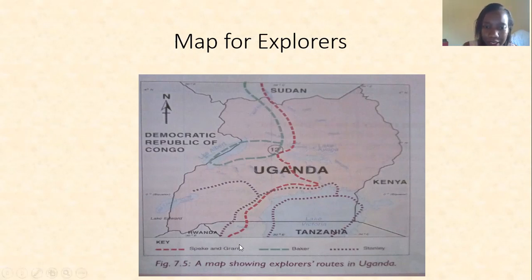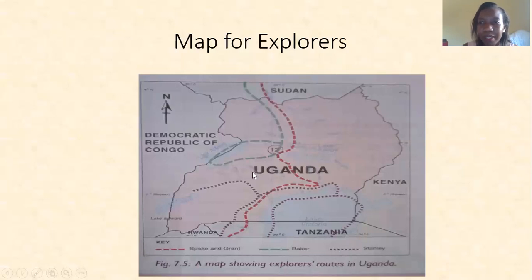You will also notice another route here, which is Stanley's. Henry Morton Stanley also came from Tanzania down this way and came around here. You see the routes that he took. He visited this side of Lake Edward. He was in position to find Mount Rwenzori. He came around to where the source of the Nile was. He moved around Lake Victoria, in other words, and then finally went back through Tanzania as well. The route is very clear.